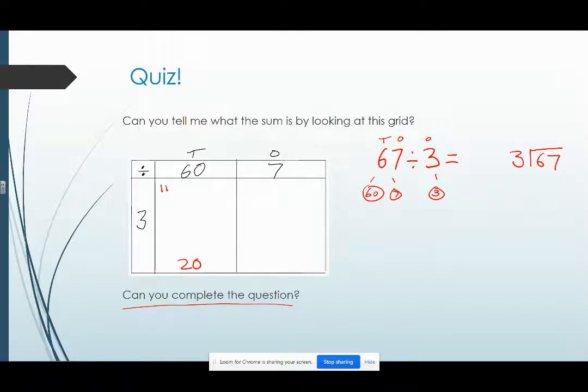And this second box here, how many groups of 3 can we get from 7? So 3, 6. If I was to do another one, it would be 9, and that's more than 7. So 3, 6 is 2 groups. But we need to remember that we might have a remainder, which is remainder 1. Okay, and then we can put them back together. 22, remainder 1. Okay, so that's what we did yesterday. Hopefully you remembered that. And now we're going to be moving on to exchanging while dividing.